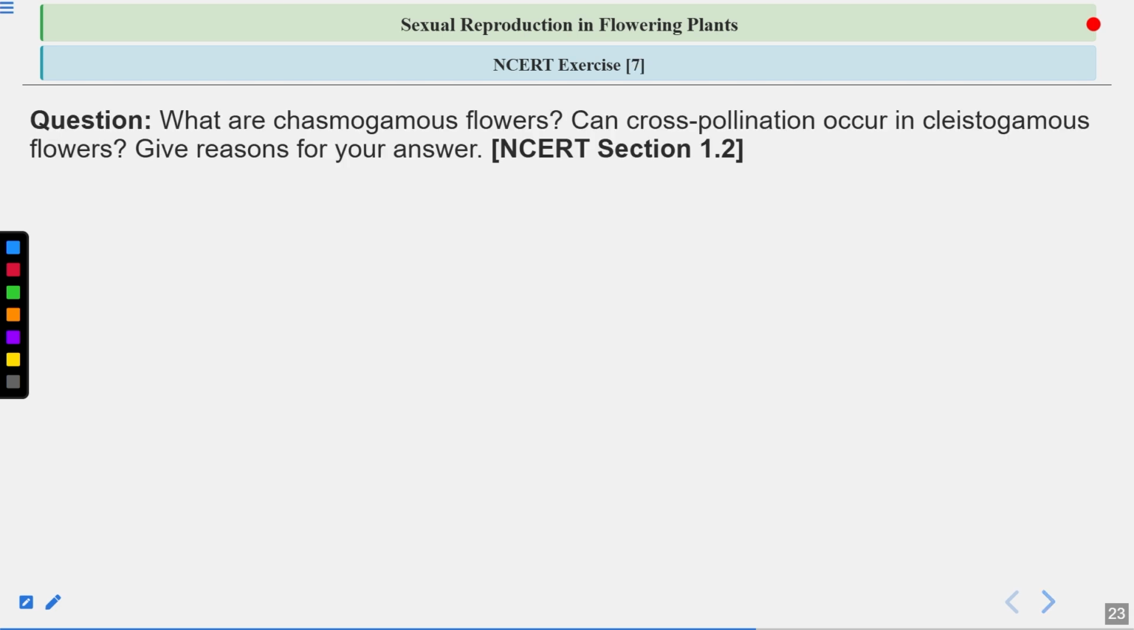Okay, moving to our next question. This is a very important question, and we discussed it when we were going through the theory part of the chapter, right? What are chasmogamous flowers? Can cross pollination occur in cleistogamous flowers? Give reason for your answer. Okay, 3 questions are there, right? And this question also comes from section 1.2. So let us see the answer to this question.